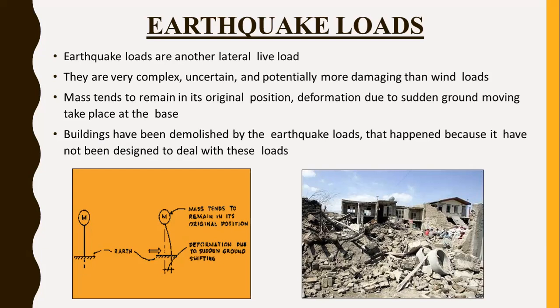So mass tends to remain in its original position, and deformation due to sudden ground movement takes place at the base. As you can see in this figure, the first figure is a normal building with no earthquake load. In the second one, if an earthquake comes, the mass tends to remain in its original position and swings left to right, right to left. Buildings have been demolished by earthquake loads because they were not designed to deal with these forces. You can see in this picture it was destroyed because of a major earthquake load.